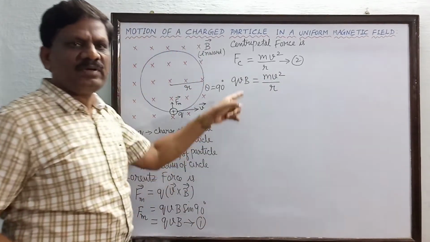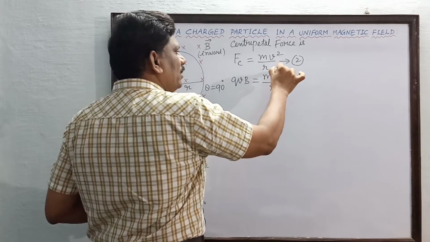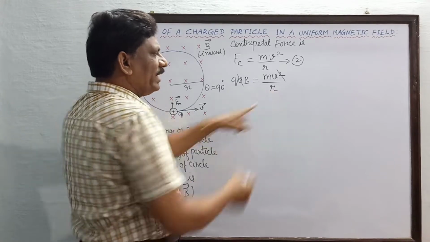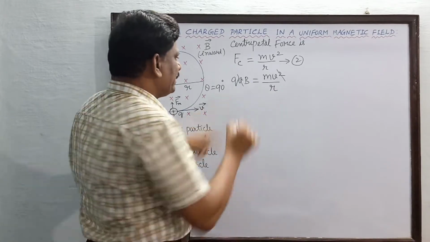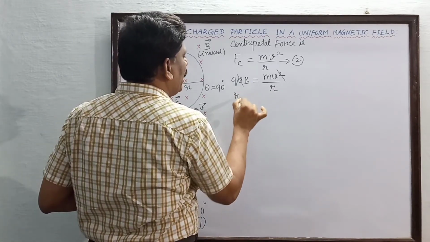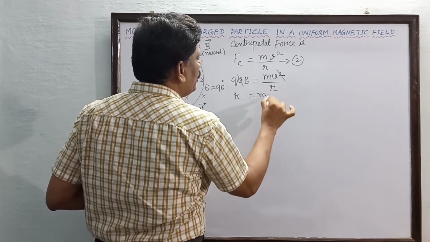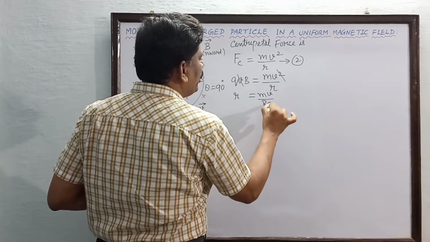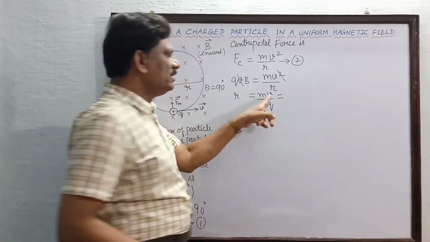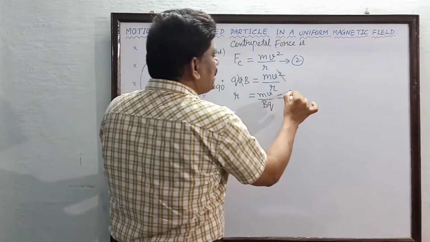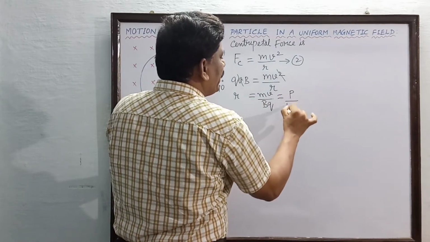So in this equation, v squared gets cancelled with velocity v on the left side, and I will bring the r term to the left hand side. So r is equal to m into v divided by BQ. So mass into velocity in the numerator, that is also equal to the momentum, so p divided by BQ.